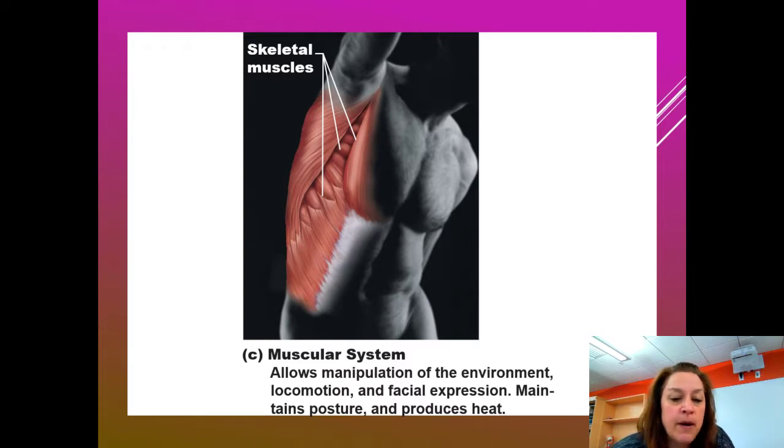Another thing that's important about our muscular system is the maintenance of our body temperature, right? Maintaining heat. Every time our muscles contract, we use ATP. When we use ATP, a little bit of that ATP conversion is lost as heat. For warm-blooded animals, that's important, right? We need to maintain that internal body temperature. So production of heat by muscles is important.